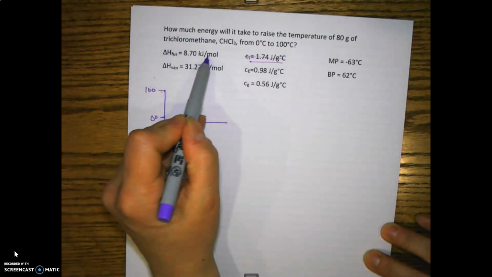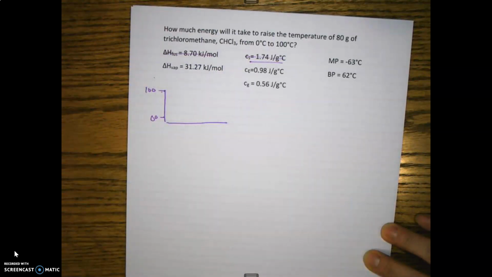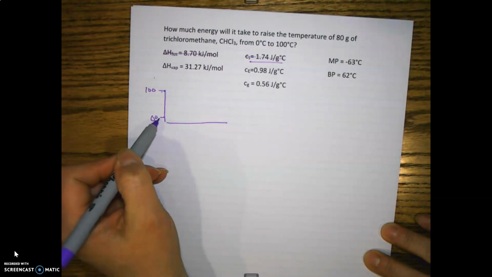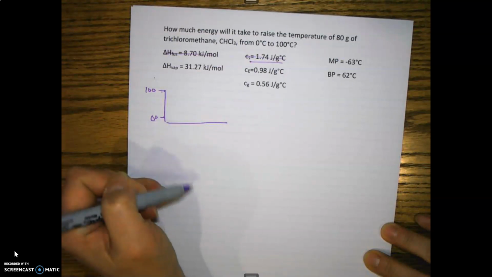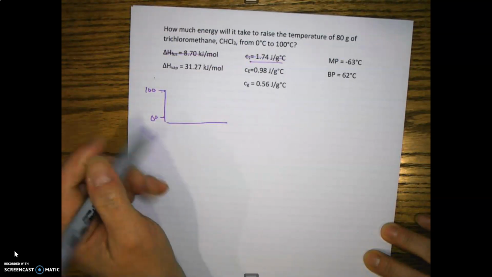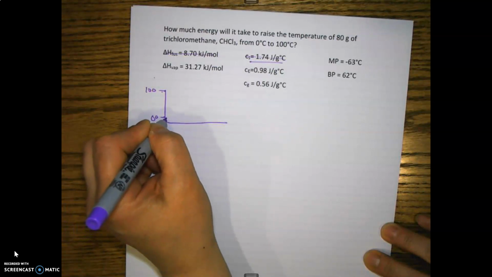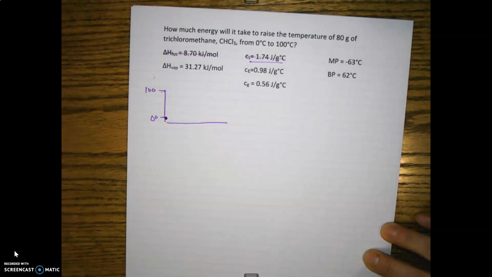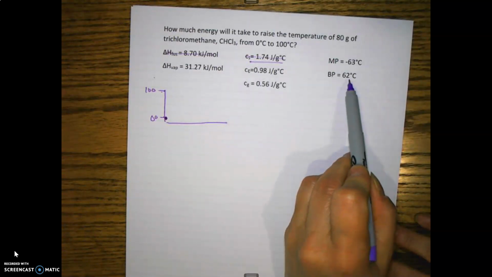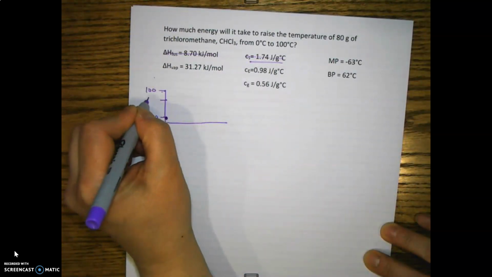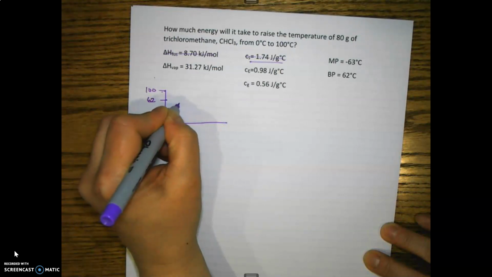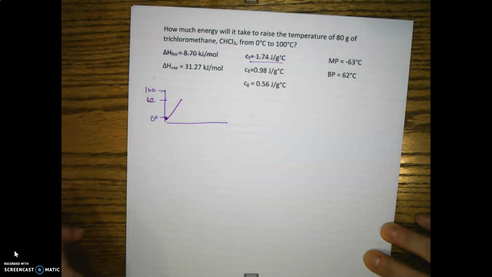We also don't need to use the heat of fusion because we're not going to be melting it. It's already melted. It's at 0 degrees. Trichloromethane is already a liquid. So really, what am I doing? I'm in liquid form. I'm going to increase the temperature until where? Boiling point is at 62. So I'm going to mark that temperature. So I'm going to increase from 0 to 62.